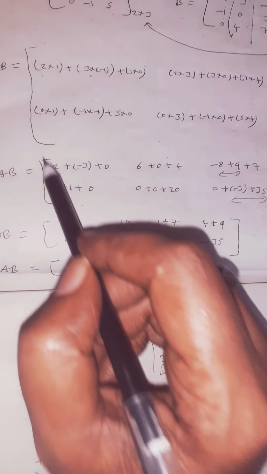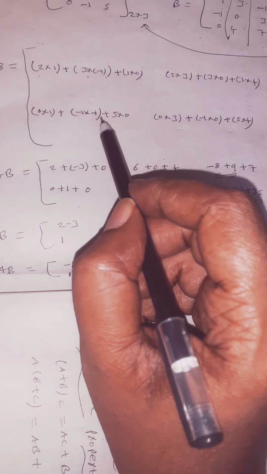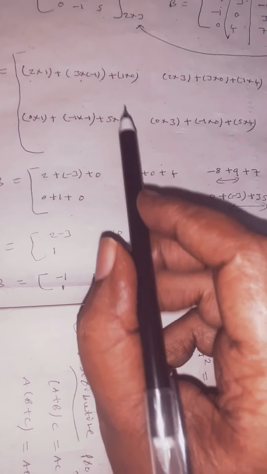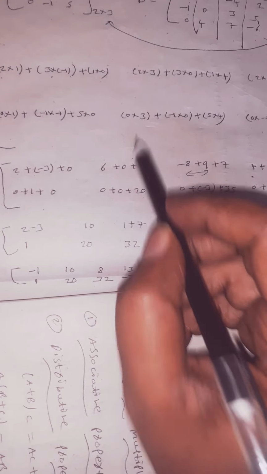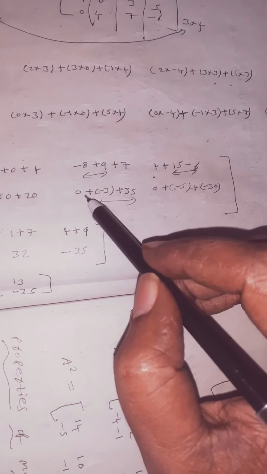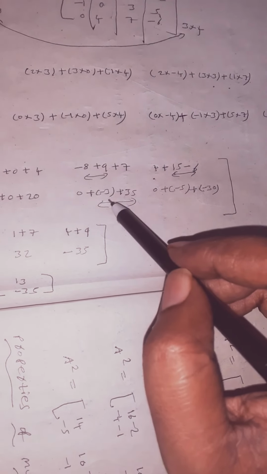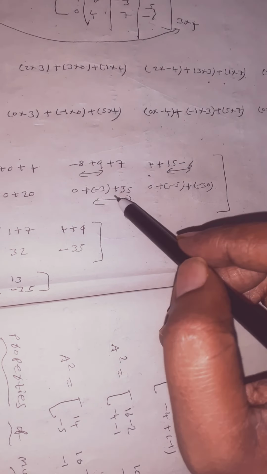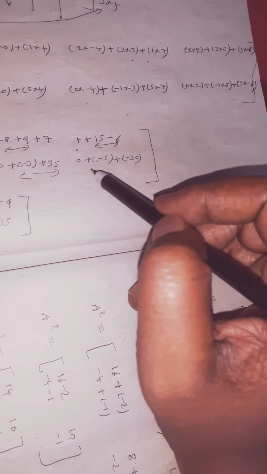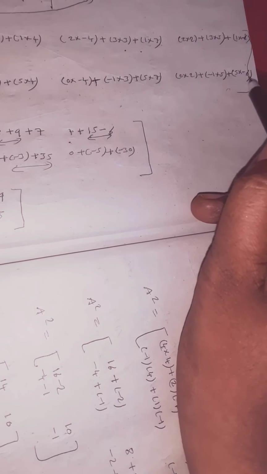Next, 0 into 1, 0. Minus 1 into minus 1 is plus 1. Why? Because minus into minus is plus. Next, 5 into 0 is 0. Next, 0 3s are 0. Minus 1 into 0, 0. 5 4s are 20. Next, 0 into minus 4, 0. Minus 1 into 3 is minus 3. 5 7s are 35. Next, 0 into 2 is 0. Minus 1 into 5 is minus 5. Minus 5 into 6 is minus 30.